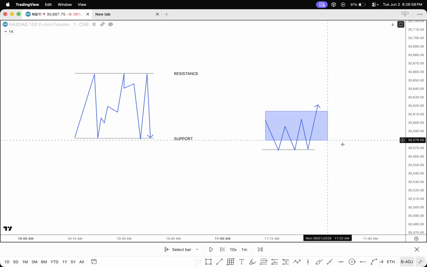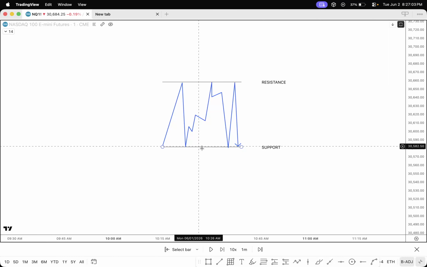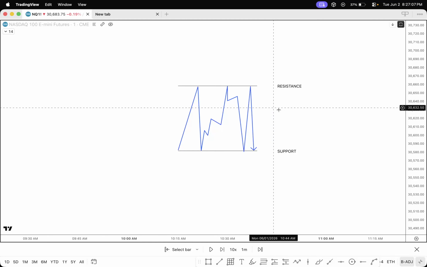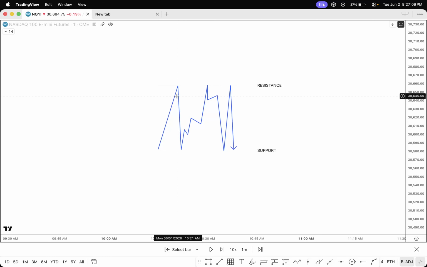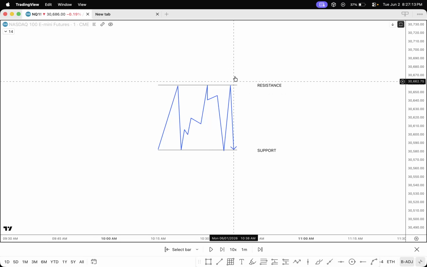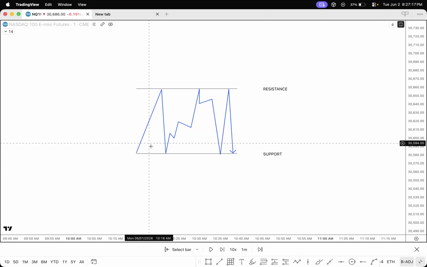So this is simply what support and resistance is. It's just price respecting these levels and not breaking through. That shows that this is a strong area, and that price keeps getting pressured to stay underneath it. It's just not breaking out. That's resistance, and then support is on the bottom, right?